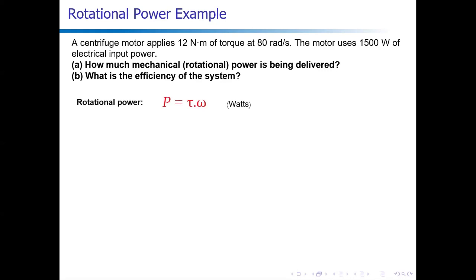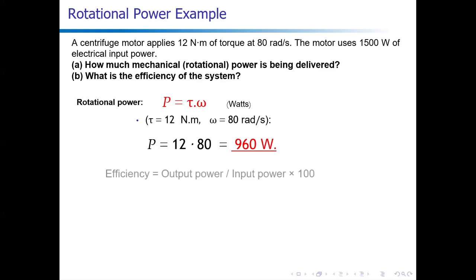We'll use the rotational power equation, which you've already seen, where power equals torque times angular velocity. This will give us power in watts. Substituting in these values, we get 12 multiplied by 80, which comes to 960 watts of power. So the motor delivers 960 watts of usable mechanical power to spin the rotor.